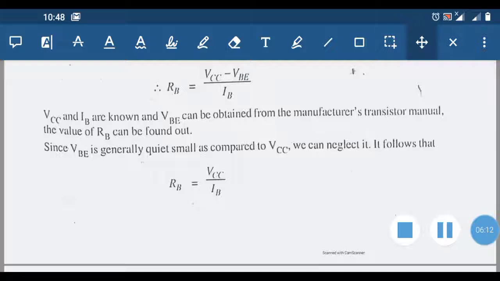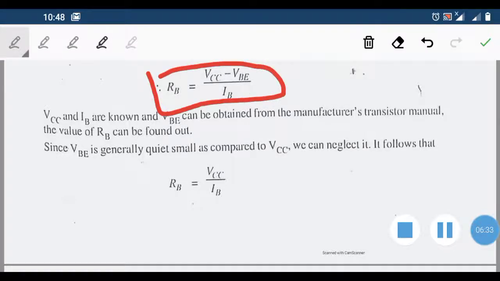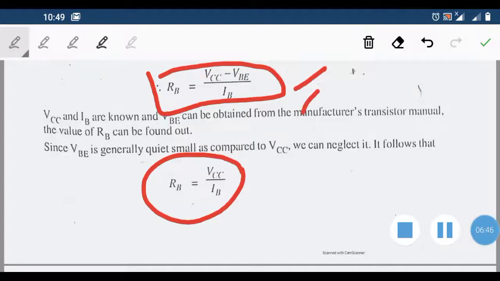From this equation, suppose you know the value of VBE, you can find out the value of RB by fixing all other quantities. VCC you can fix, VBE you can fix, and IB depending upon the transistor you can select whichever value is possible. Then from that equation you can find out the expression for RB. VBE is quite generally small as compared to VCC, so sometimes you can neglect that, and in that case you can write the expression like this. Usually we use the first equation, considering the expression for VBE.